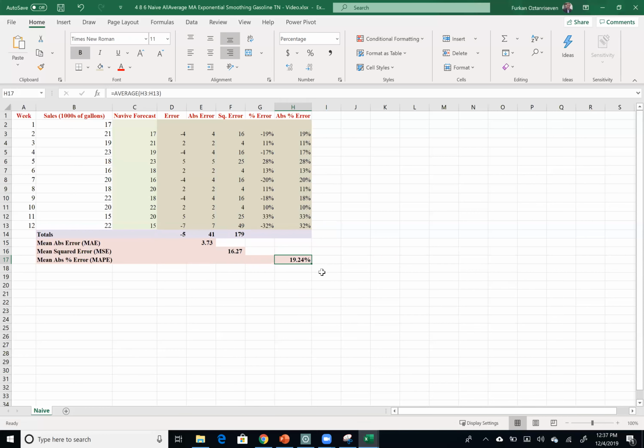So in next videos, I will use different forecasting tools and compare their performance based on mean absolute percent error, and decide which forecasting model is the best for my data, and I will make forecasts for the future based on that model that gives me the best results.